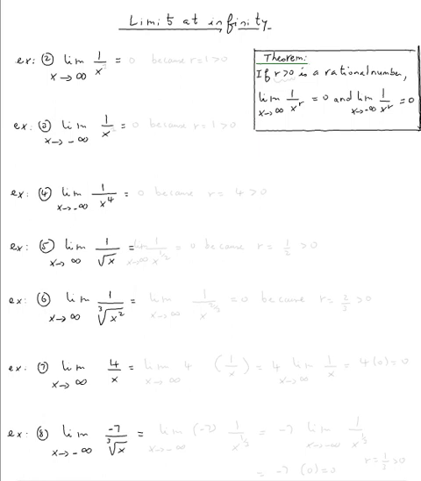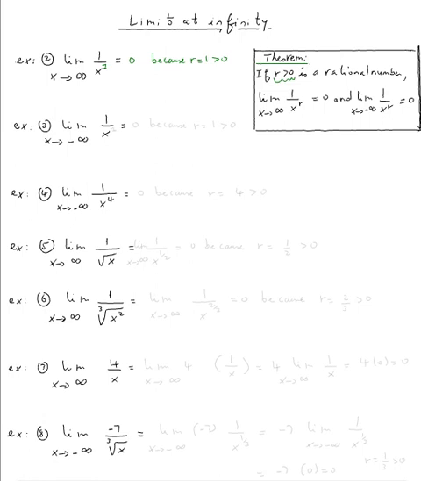The theorem says if r is positive and is a rational number, then the limit of 1 over x to the r as x goes to infinity is equal to 0, as long as r is a positive number. So now, to do example 2, we know that we can rewrite this with a 1 here. When there's nothing in there, that means the exponent is 1. So this should be equal to 0. Why? Because r is equal to 1, which is strictly bigger than 0.